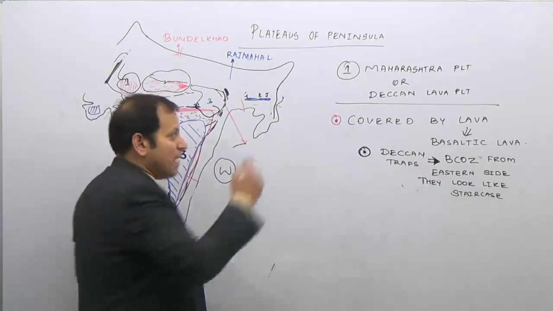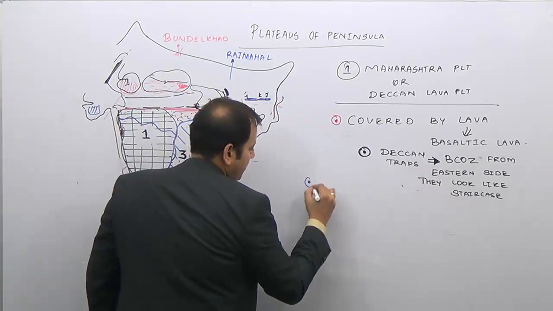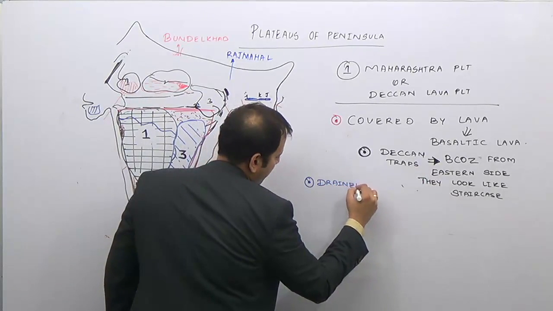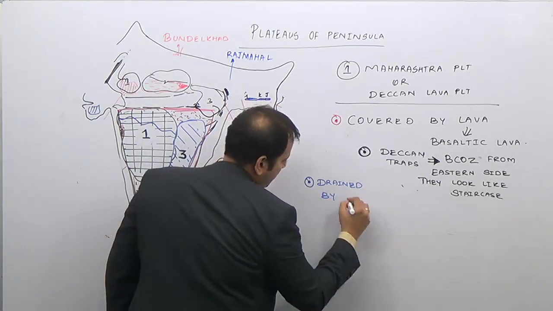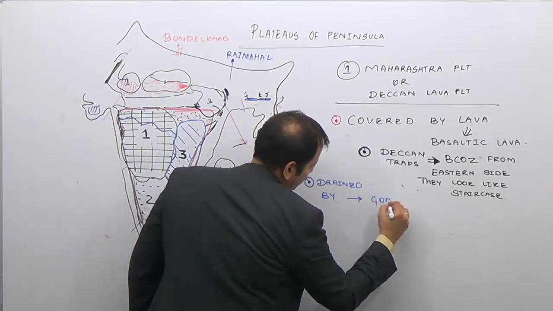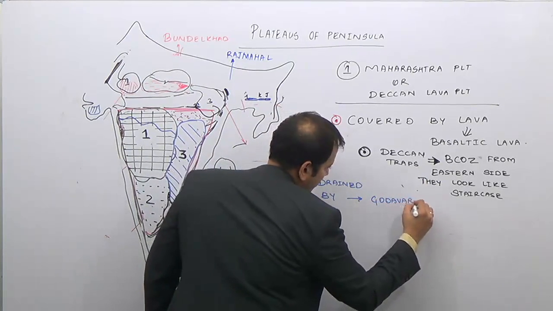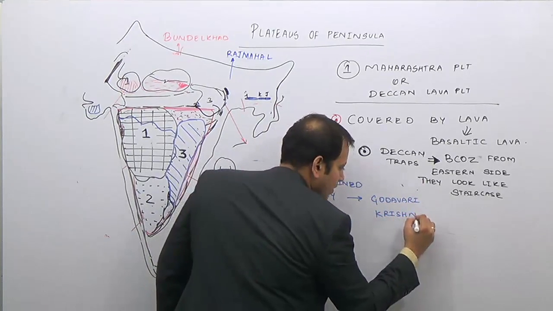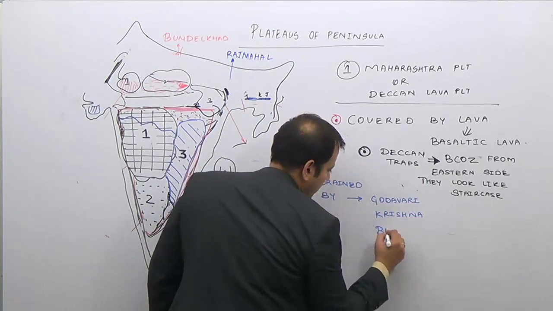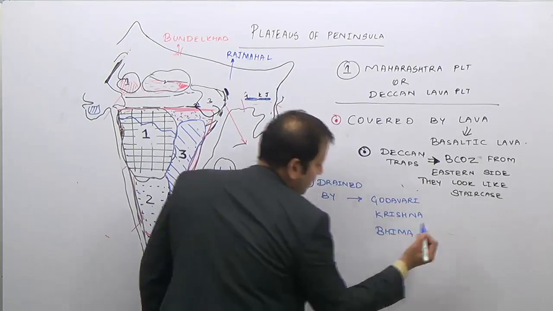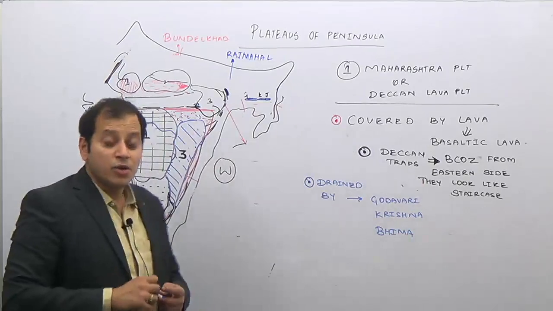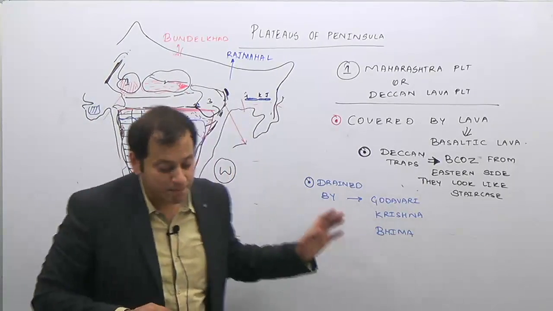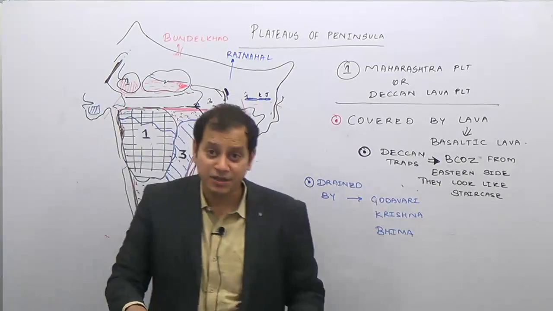So the Maharashtra plateau is drained by Godavari, Krishna, Bhima. These are the major rivers. Bhima is a tributary of river Krishna. So here the major rivers are Godavari and Krishna.